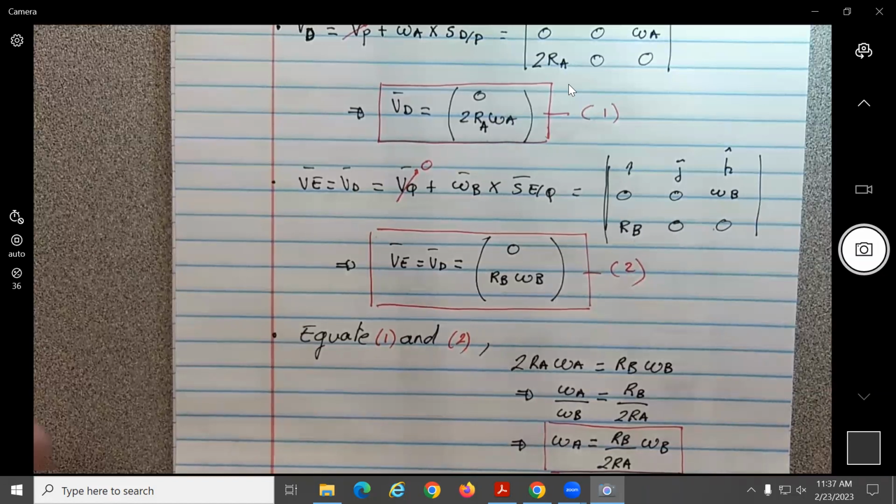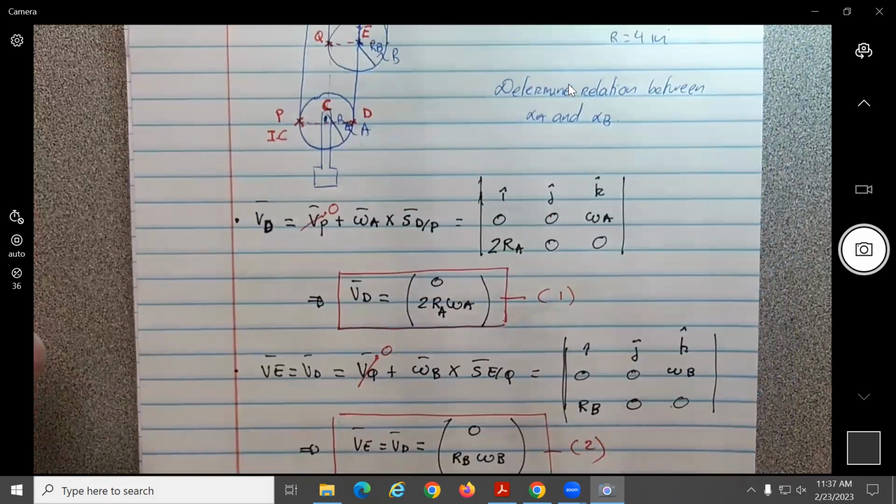Okay, so we did this for the velocities. So we found a relation between omega sub A and omega sub B. Now, if we need to find out a relation for alpha A and alpha B, we can do exactly the same thing for the accelerations. Okay, so let's just do the same thing for the accelerations.